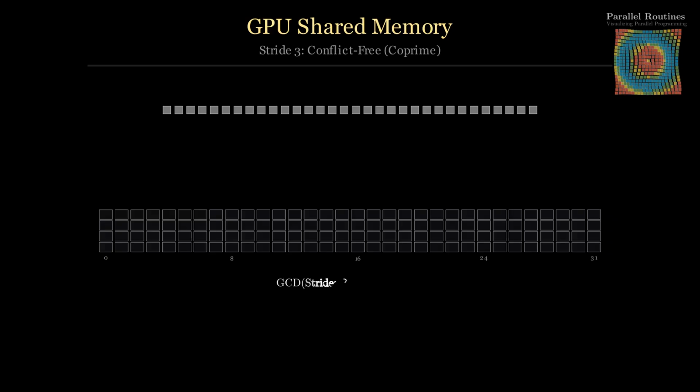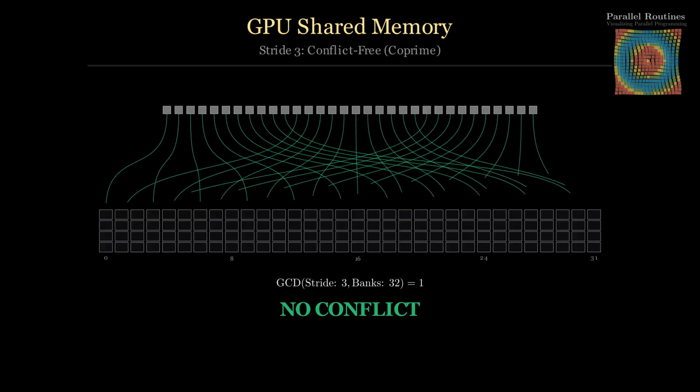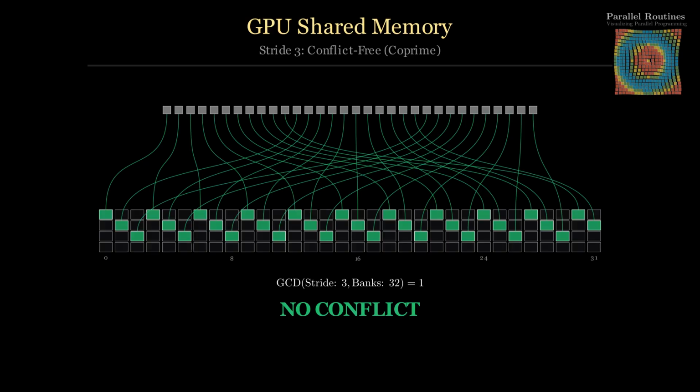Here's where mathematics saves us. Stride 3 might seem arbitrary, but its GCD with 32 is 1. They're coprime. Watch how threads distribute across all banks without collision. This pseudo-random looking pattern is actually perfectly conflict-free. Any stride coprime to 32 will achieve this optimal distribution. This principle guides padding strategies. We add elements to break power of 2 relationships and create coprime strides.